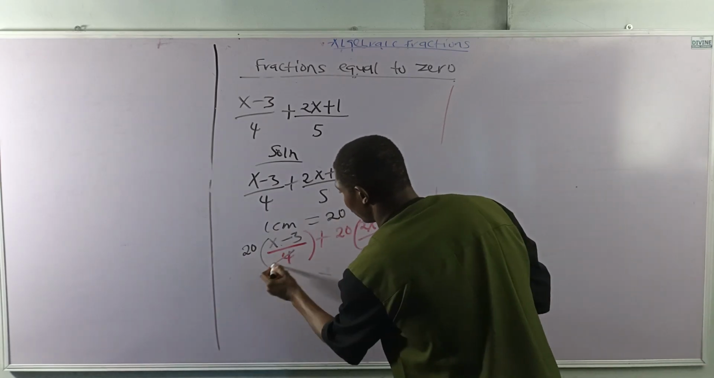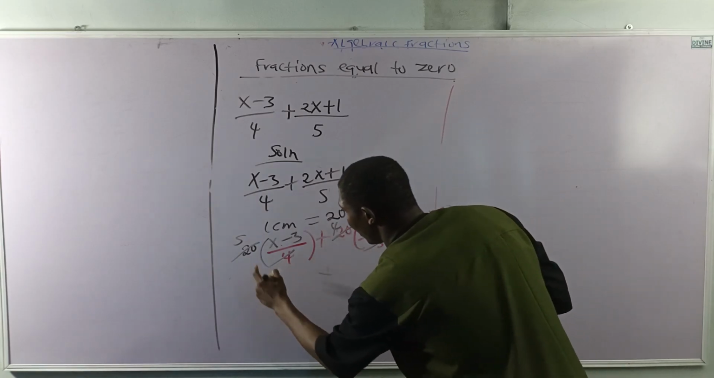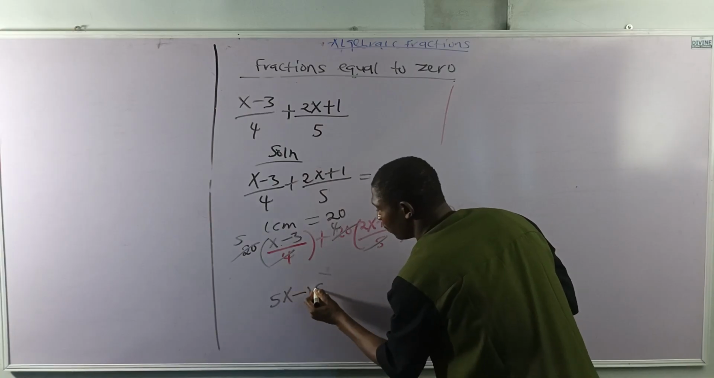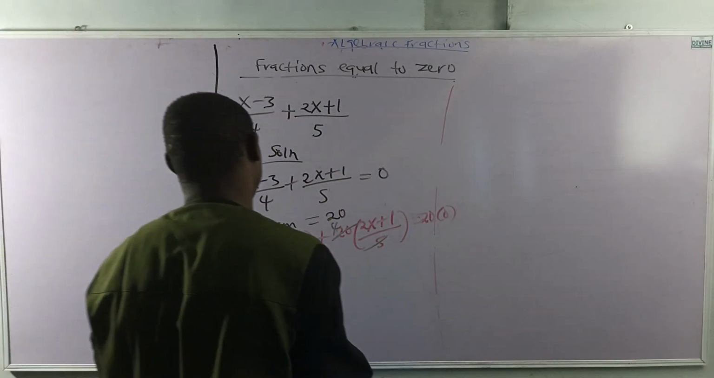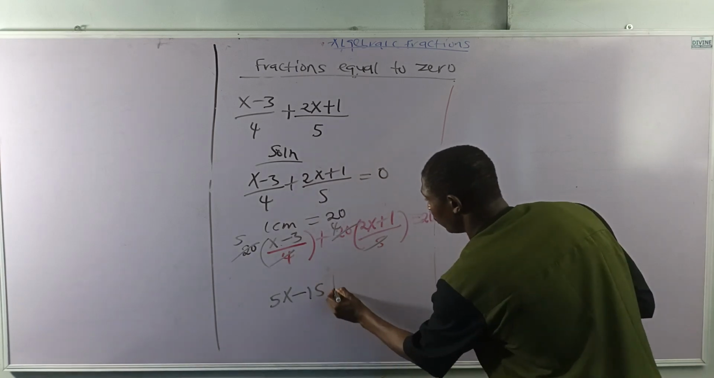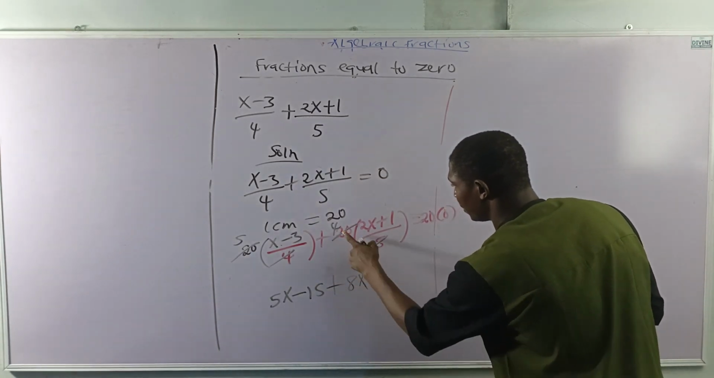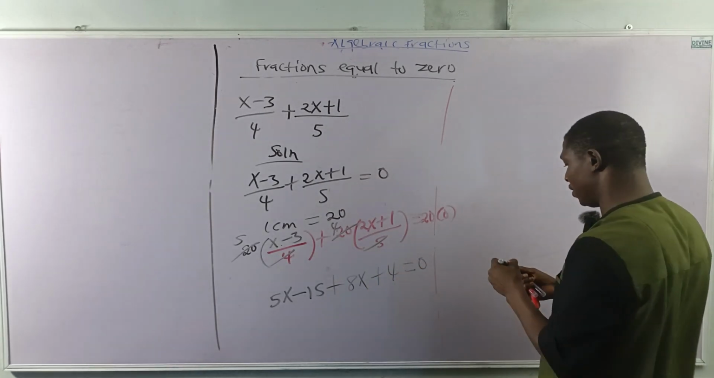This will give me 5, and this will give me 4. So I have 5 times x, 5x. 5 times 3 is 15. And I have plus 4 times 2x will give me 8x. 4 times 1 will give me 4, equals 0.